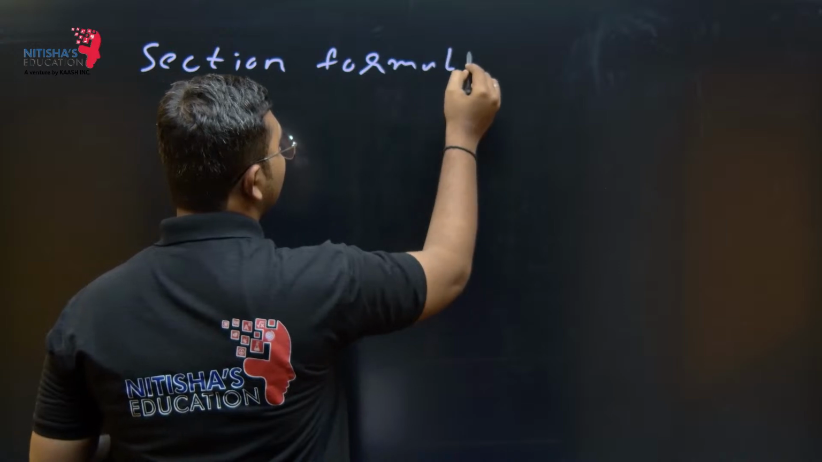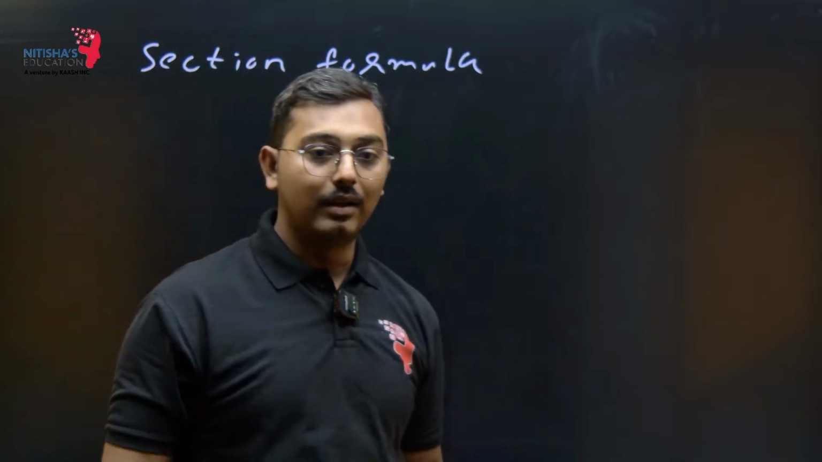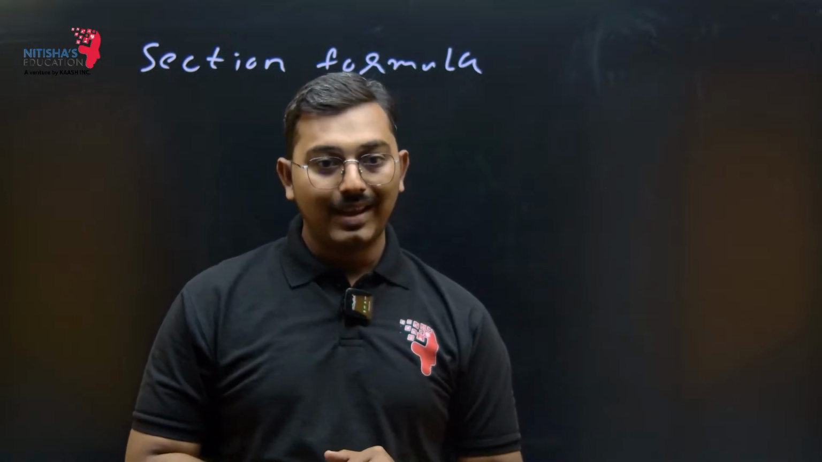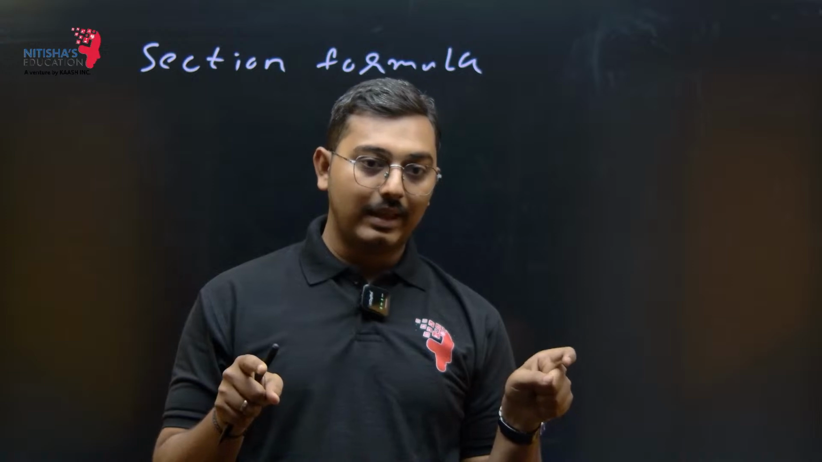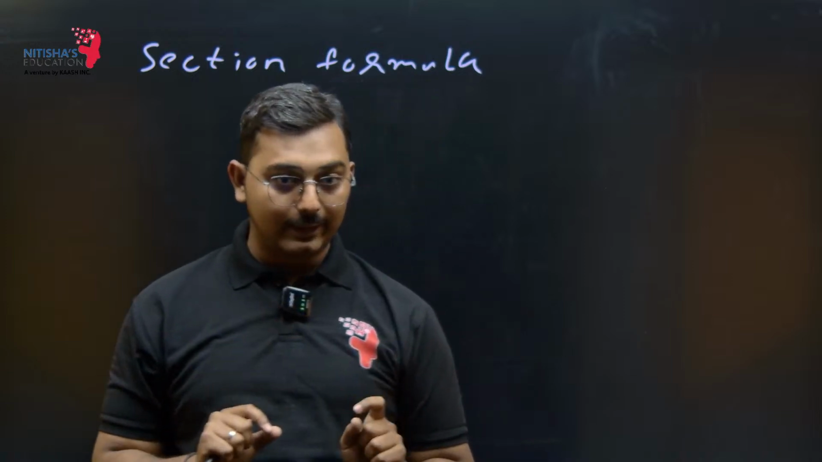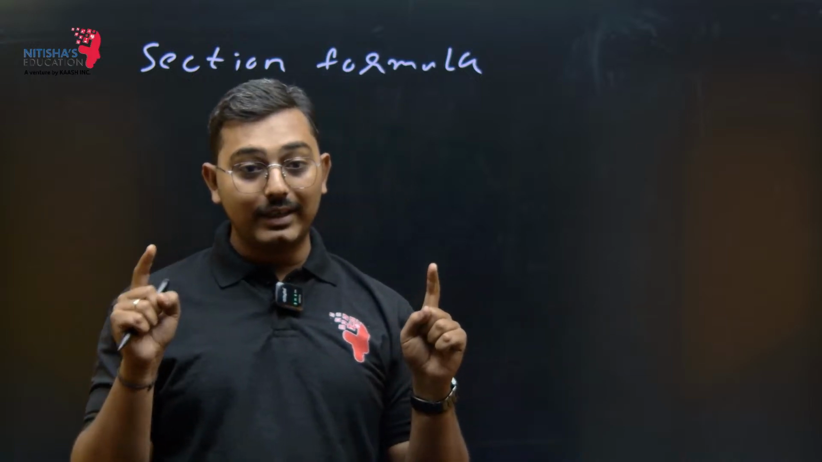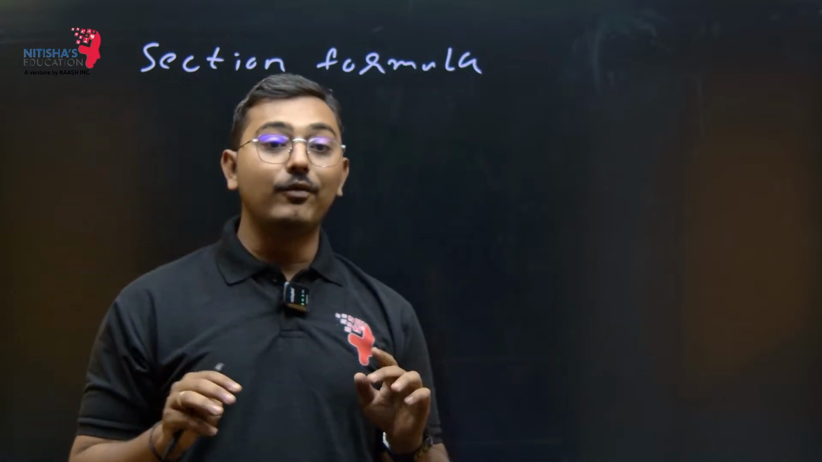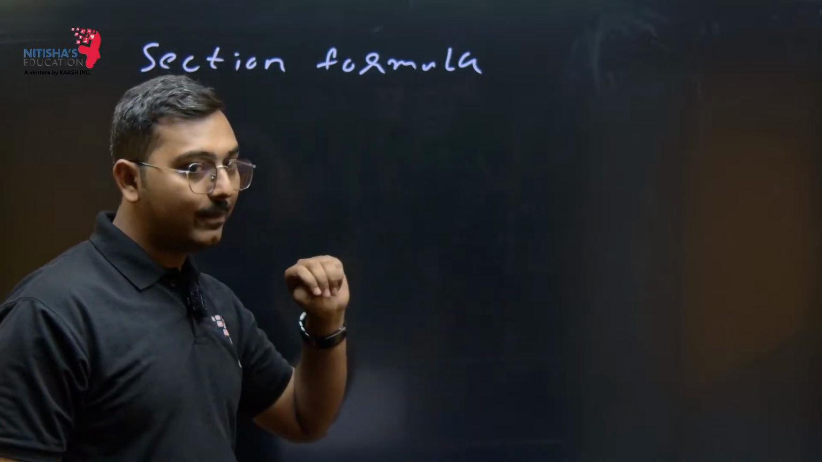Now what does this formula mean? What is section formula? What is this formula about? It is nothing but if any two coordinates have a coordinate which is between them, that coordinate divides the full length of distance between these two coordinates in what proportion, in what ratio. That is what the section formula means.